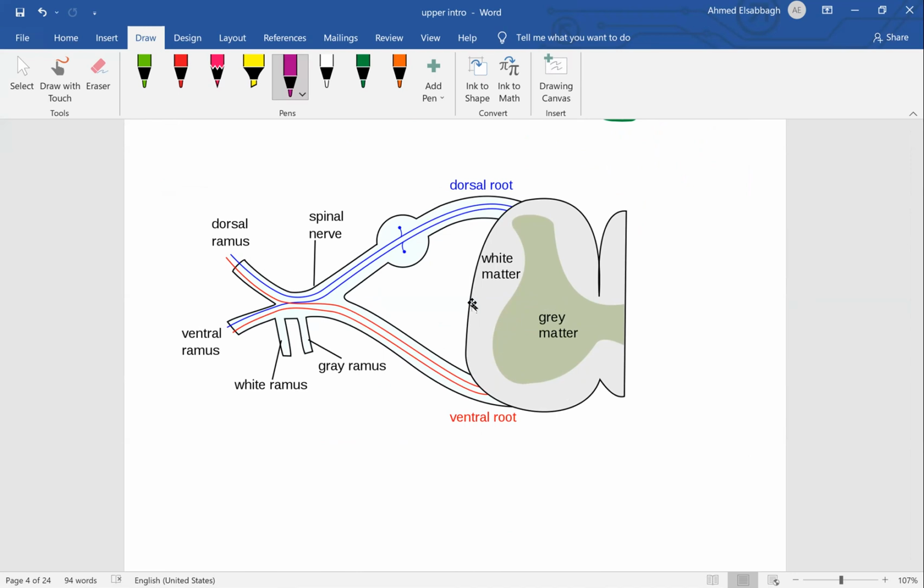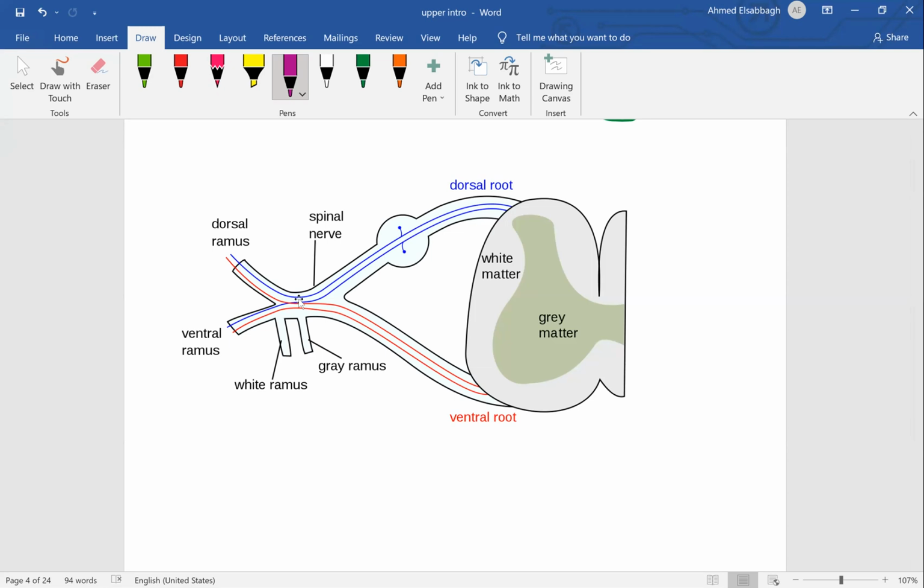This picture demonstrates the spinal nerve and how it is formed. This is the spinal nerve. This short part is called the spinal nerve. What is the origin of the spinal nerve and what is the fate of the spinal nerve?